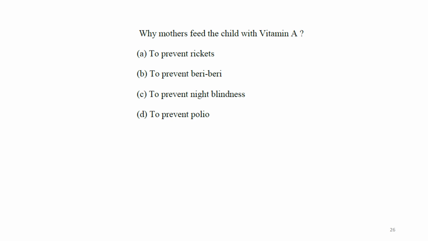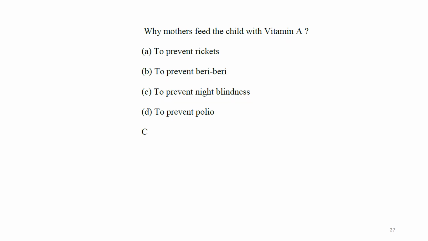Next, why do mothers feed the child with vitamin A? To prevent rickets, to prevent beriberi, to prevent night blindness, to prevent polio. पोलियो तो नहीं होगा, बेरी बेरी भी नहीं होगा. Okay, so mothers feed the child with vitamin A because it prevents night blindness. Answer is C.